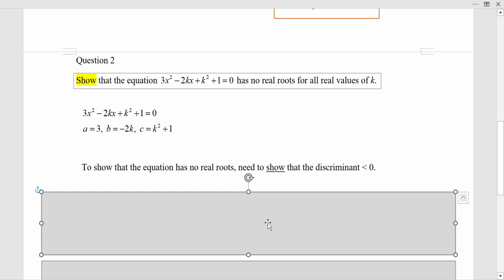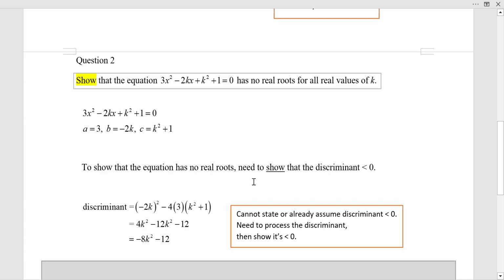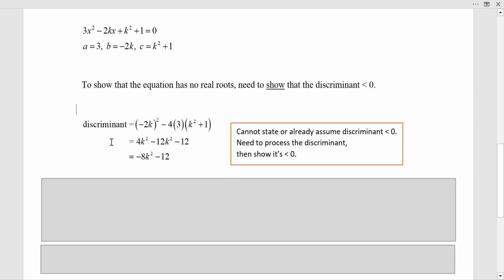You cannot assume from the start that the discriminant is smaller than 0. So what you do first is you find the discriminant. You sub in your b squared minus 4ac, and then you simplify it, you get negative 8k squared minus 12. You need to show that this is smaller than 0. Then you can show that the equation has no real roots. You cannot state or already assume discriminant smaller than 0. You need to process the discriminant, then show that it is smaller than 0.